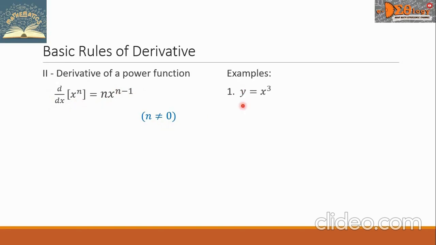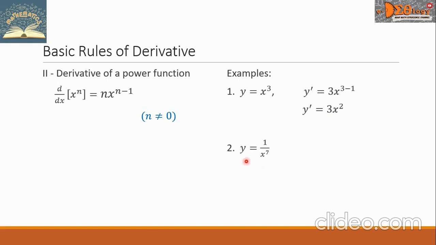This is example 1. y equals x cubed. So the derivative is y prime equals... The power 3 here comes down as coefficient, then multiplied by x, and this x is now raised to the power 3 minus 1. Simplifying further, the power 3 minus 1 becomes 2. So the derivative here is y prime equals 3x squared.